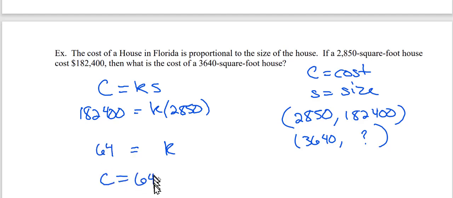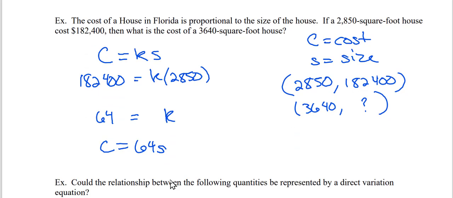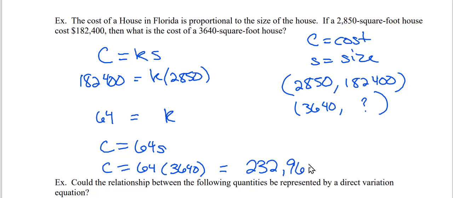So my equation simplifies back to, that looks like a 5, doesn't it? That's an S. 64S, C equals 64S. Now to answer this question, we just need to plug in that 3,640 for S, the square footage. And you get 232,960.